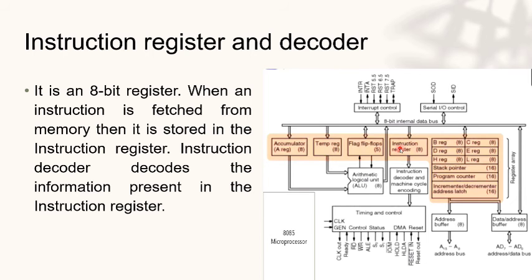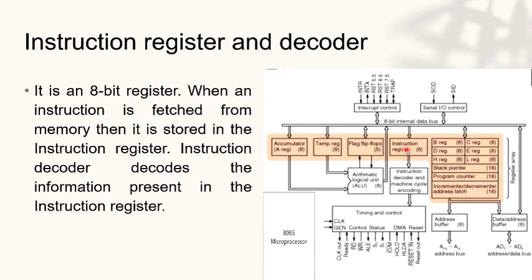So what is the instruction register going to do here? It is going to fetch data from memory. After fetching the data from memory, what is the instruction decoder and machine cycle encoding doing here? It decodes the information present in the instruction register.